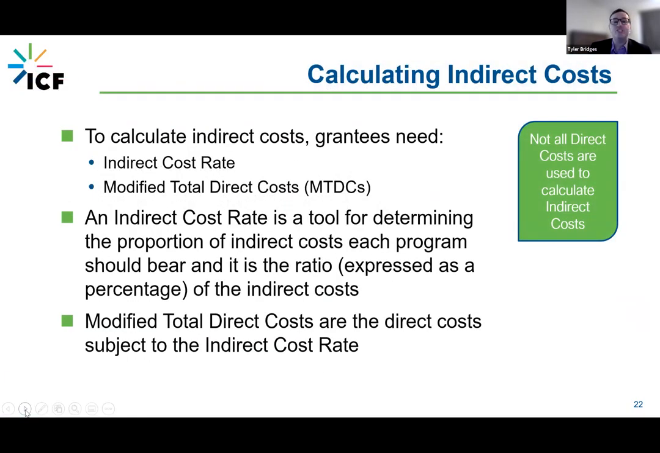Previously, we stated that for the ESG-CV program, indirect costs are reimbursable as a percentage of direct costs. Not all direct costs, however, are used to calculate indirect costs. To calculate indirect costs, grantees need their indirect cost rate and accounting of their modified total direct costs, or again, MTDCs. An indirect cost rate is a tool for determining the proportion of indirect costs each program should bear and is the ratio expressed as a percentage of the indirect costs. Modified total direct costs are the direct costs subject to the indirect cost rate, which we will discuss in more detail in just a moment.